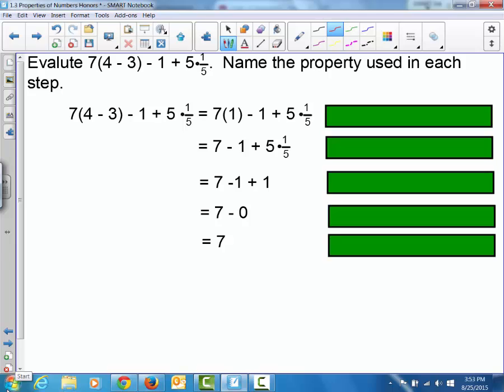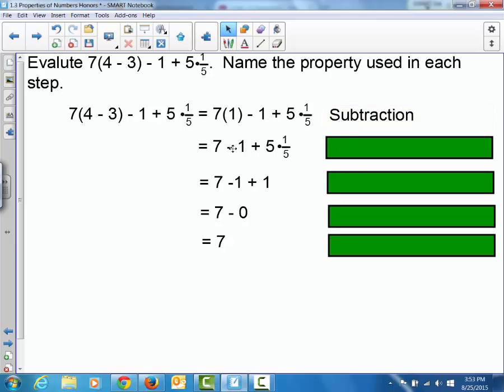So let's evaluate 7 times 4 minus 3 minus 1 plus 5 times 1/5, and we'll name the property that we use in each. So the first one, what changed in the first one? We went from 4 minus 3 to 1. Now you might not remember, but that's called the subtraction property. That's when we subtract numbers. The second one, what changed? Let's see. 7 times 1 became 7. Remember when you multiply a number by 1 and you get that same number? That's called the multiplicative identity property.